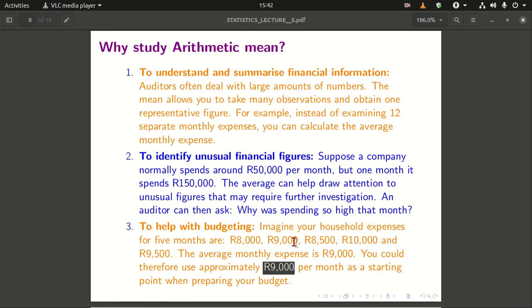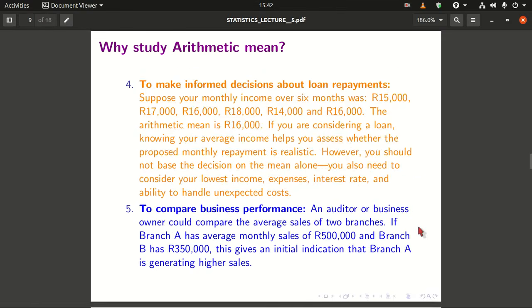It gives you an overview of how your monthly expenses are. It gives you the idea of, is this usual or not usual to get this high value or this small value. That is what the arithmetic mean actually helps you with. There's other examples here. It helps you to make informed decisions about loan repayments.